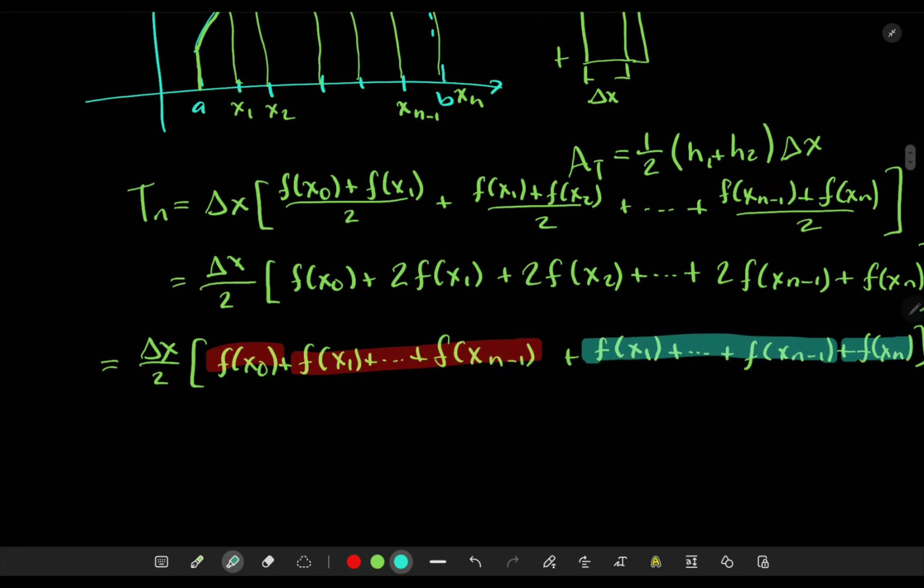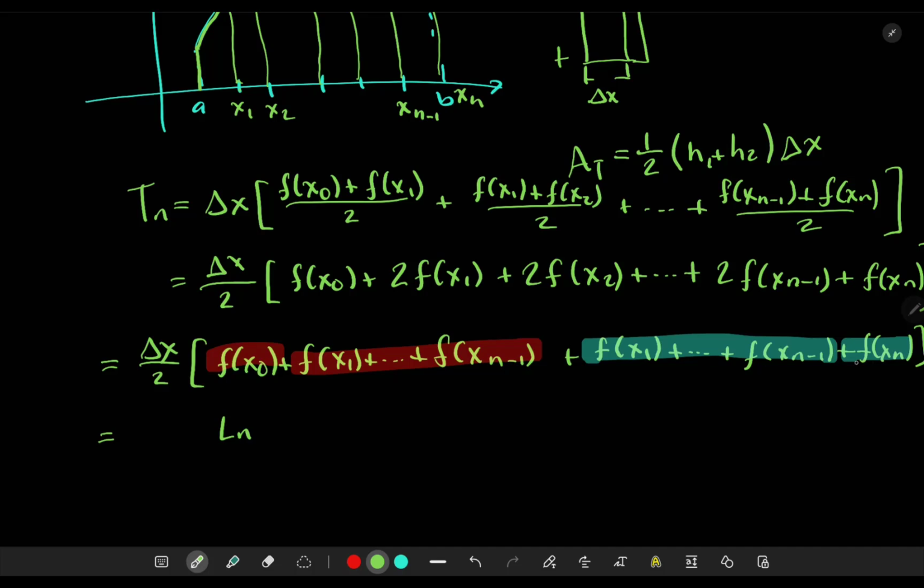But why is that even interesting? No, it's not interesting at all. No, it is. The reason why is because if you multiply the delta x across, this right here in red times delta x is just the left sum L sub n, if you will.